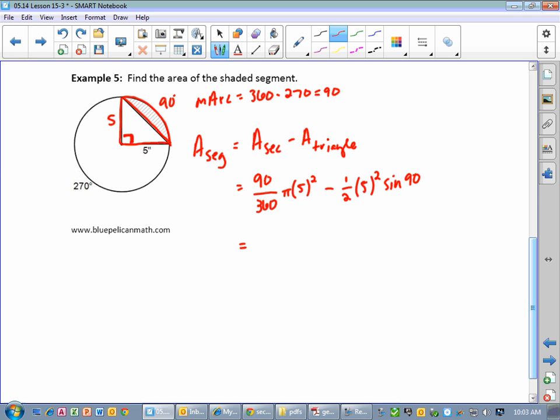Okay. So we put this in our calculator. 7.134. So 7.135 square inches.